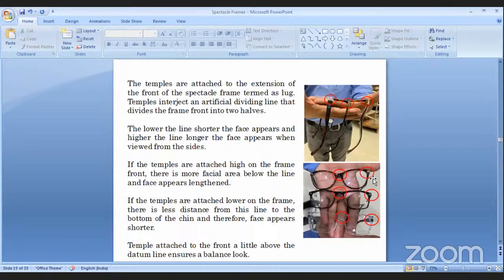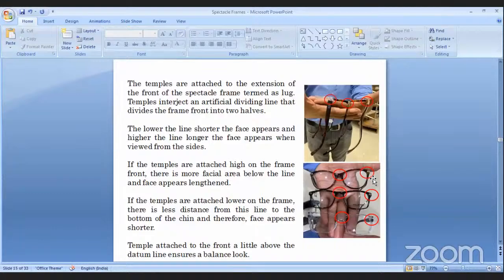Now these sides, which are the temples, are attached to the extension of the frame front, which is called the lug. The temple, when it is joined with the spectacle frame, interjects an artificial dividing line that divides the frame front into two halves. The lower the line, the shorter the face appears, and the higher the line, the longer the face appears when viewed from the side.